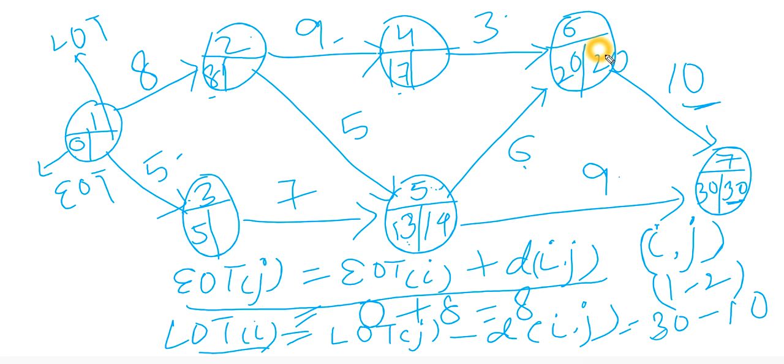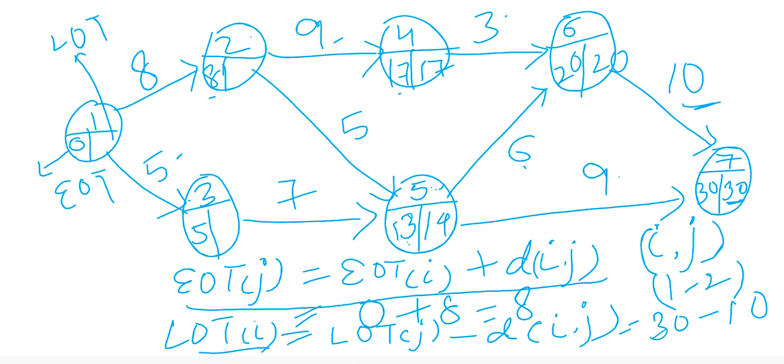6 is the immediate preceding activity of 7, not 5. So first you have to go to the immediate preceding, then you can move to 5. Now I'll move from 6 to 4, 20 minus 3, 17. And to move to 2, we have two ways. From 5 I can go, or from 4 I can go. So I will choose the shortest one.